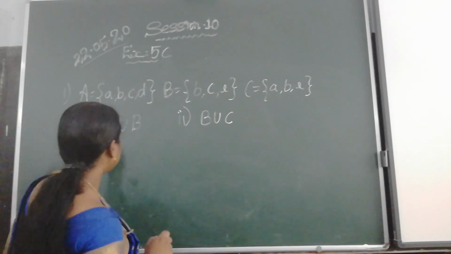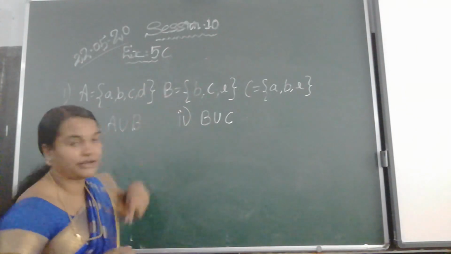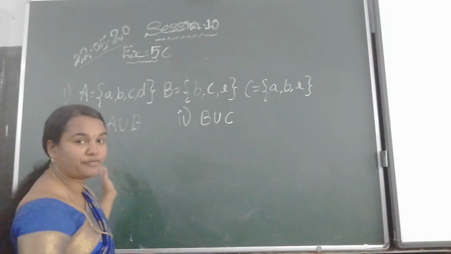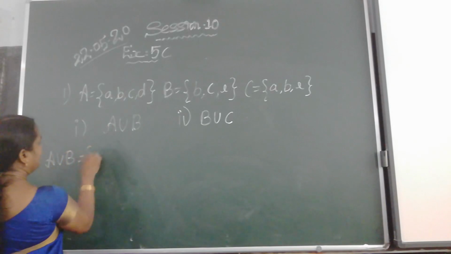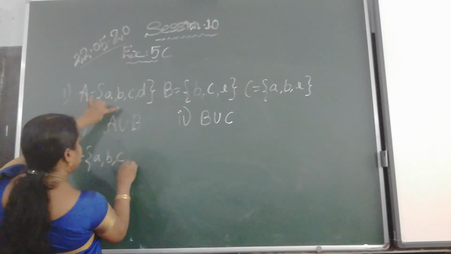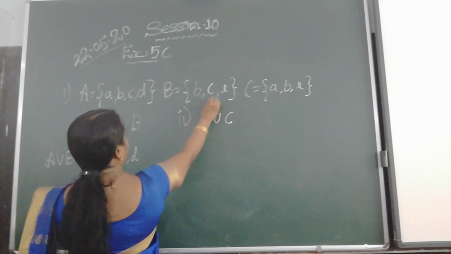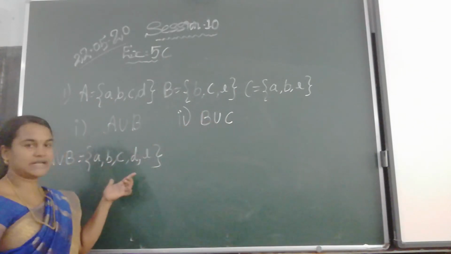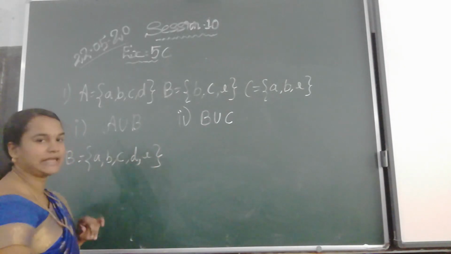Very easy. A union B we have to find out. What we have to do? We compare A and B; which is common, that repetition we won't write. A union B means start from A, B, C, D. B we have already written, C also already written. The left part is E. So the answer is A, B, C, D, E. That is A union B.